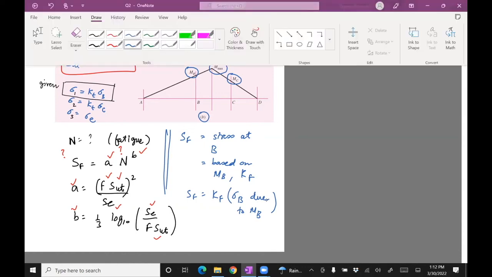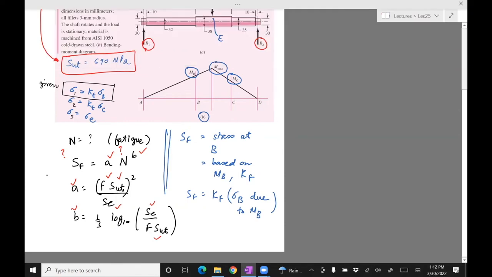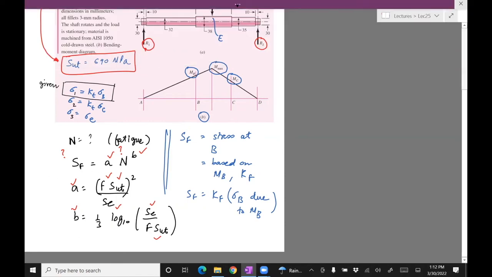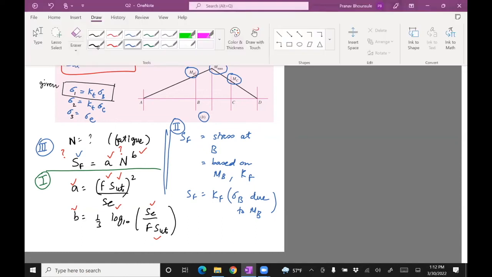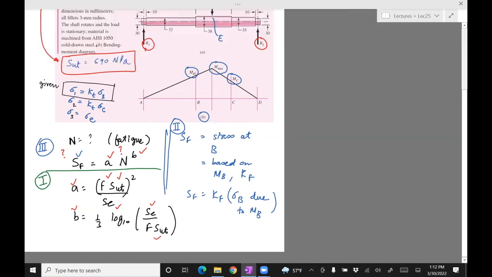So what we'll do is, just to make it easy, we'll do this part first, and then we'll follow up with this part. And then once we compute SF, we can compute N. So that will be part 3. Okay, so let's just work through this. Most of it is just tables. So let's get started. So part 1.